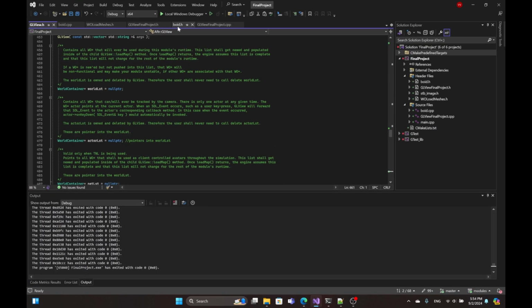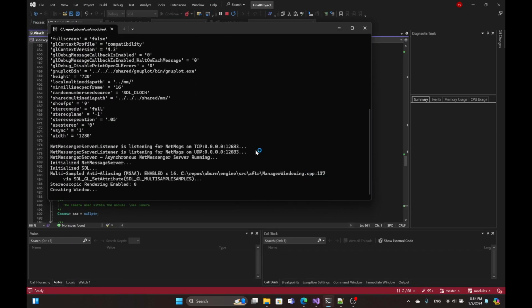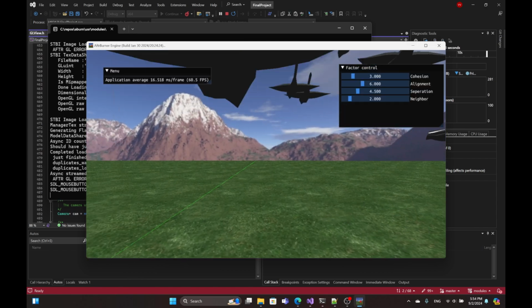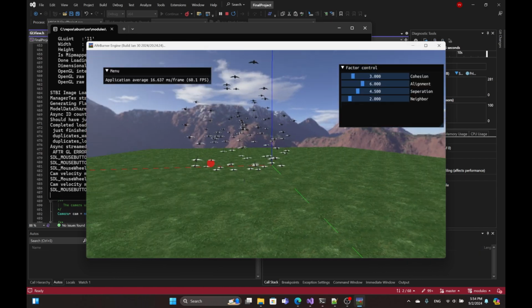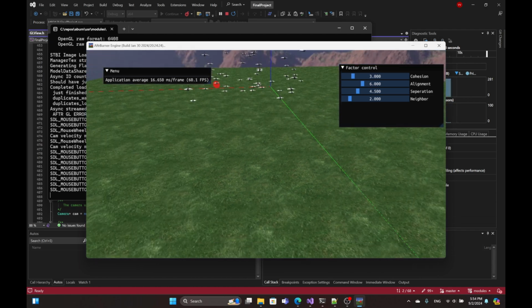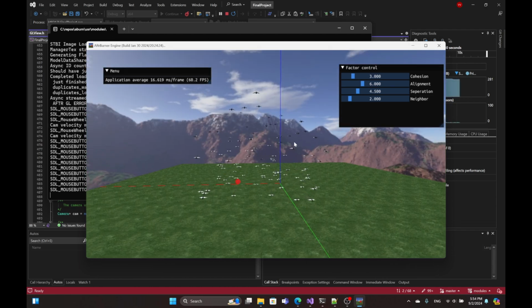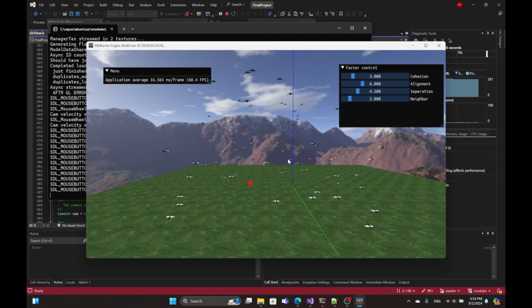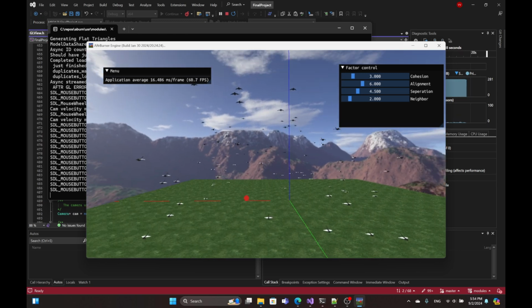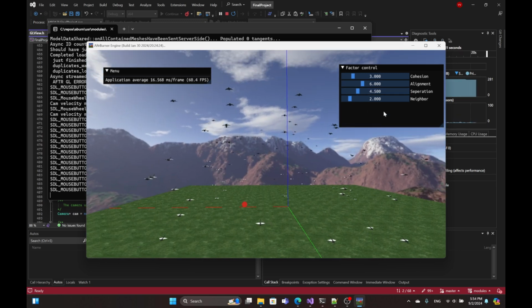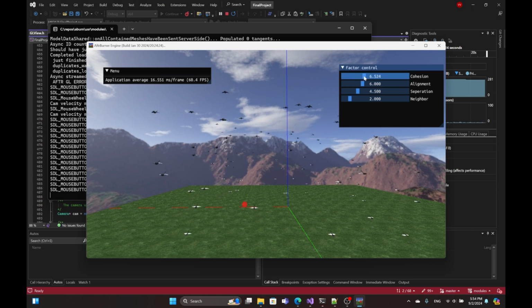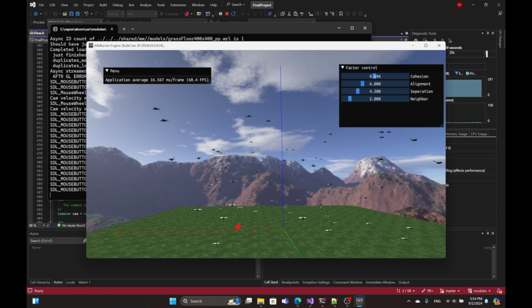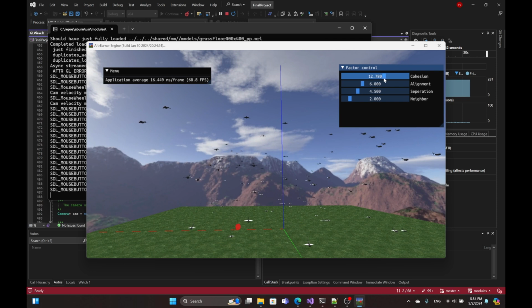Now let's just run it. As you can see here, after spawning, they will start making a flock behavior. I have a slider here that adjusts the weight of how they're flying. You can see as the cohesion rises, they are flying closer to each other.